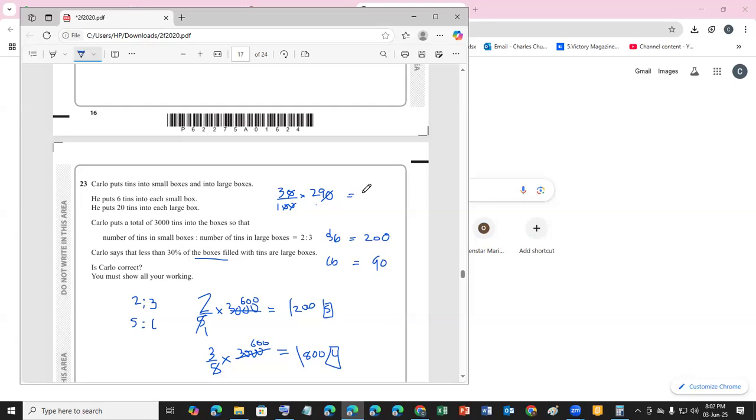87. No, 87. Okay. So this is 30% of the total number of boxes. This is the total. So is it true that the number of large boxes is less than 87? From our calculations, this is the number of large boxes, isn't it? Clearly, this is not less than this. So Carlo is wrong.